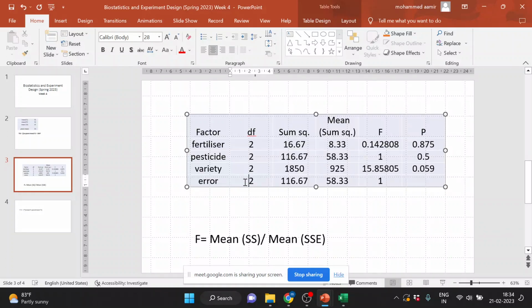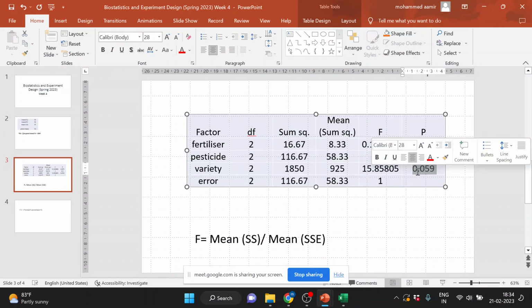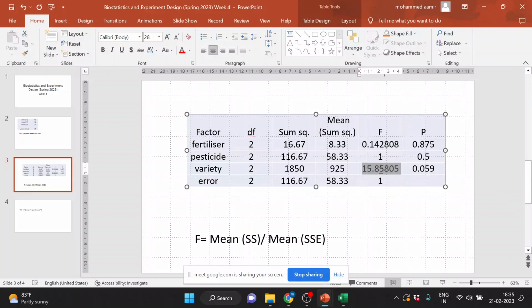Sir, what is the need of probability over here, in the slide you are showing us? The probability will tell you how likely, so how significant your result is, basically. With the F value we can say variety is more significant because it has the highest value. But F value alone will not tell it, because you need to give your degrees of freedom. Depending on that, your P value will change.